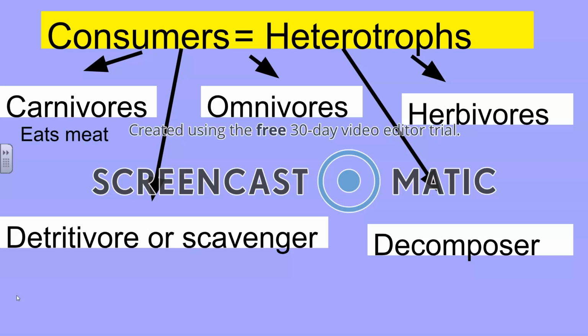So types of heterotrophs. Carnivores are going to eat only meat. Name an example of a carnivore. Some dinosaurs. The T-Rex dinosaur. Well, we don't eat just meat. We just said we're both. Yes. Sharks. Yes. Cats.